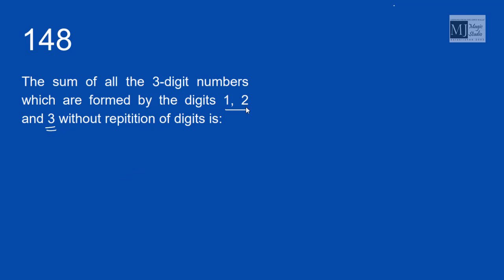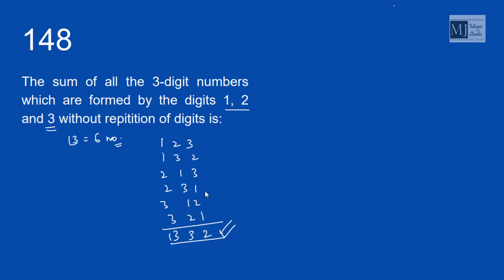Thank you, people. The sum of all 3-digit numbers which are formed by the digits 1, 2 and 3 without repetition. Since there are only 3 digits, factorial 3 equals 6 numbers can be formed without repetition, and those 6 numbers would be 123, 132, 213, 231, 312 and 321. We can very easily find the sum of these 6 numbers. The sum is 1332.